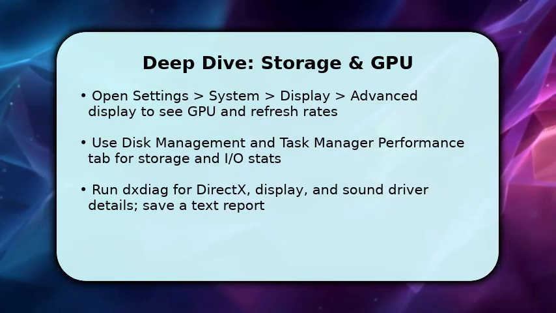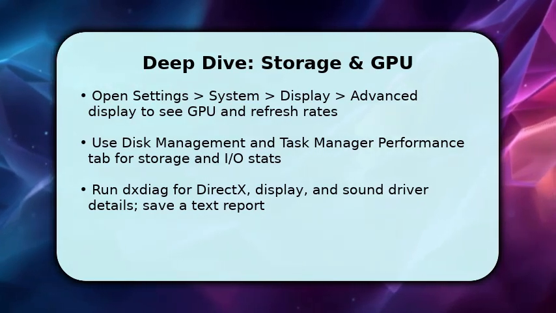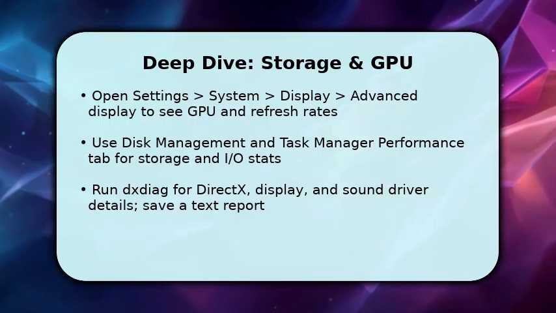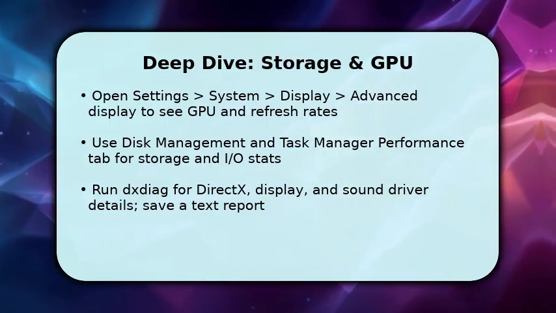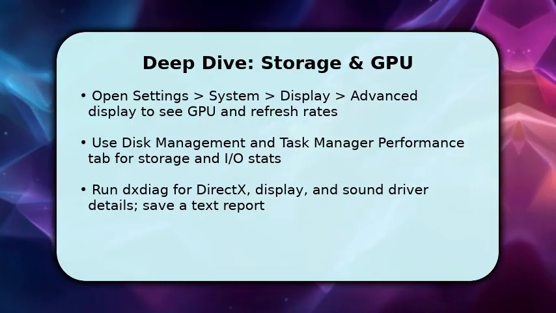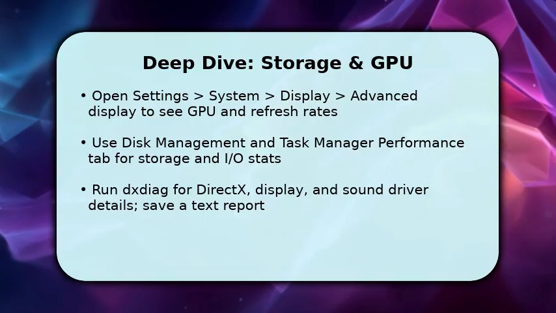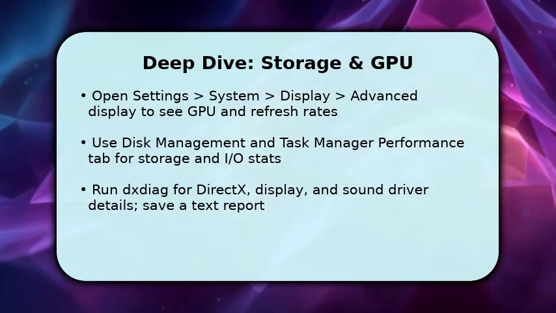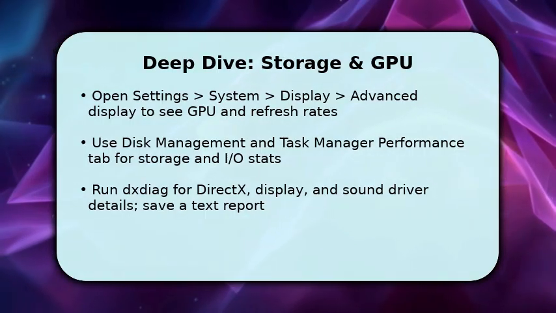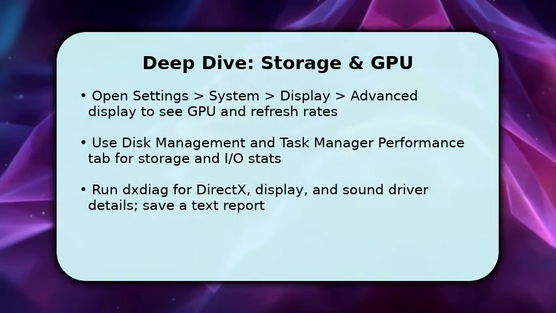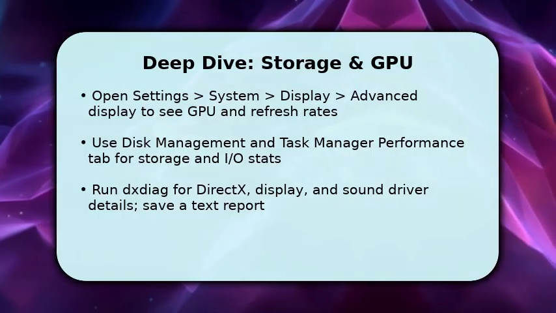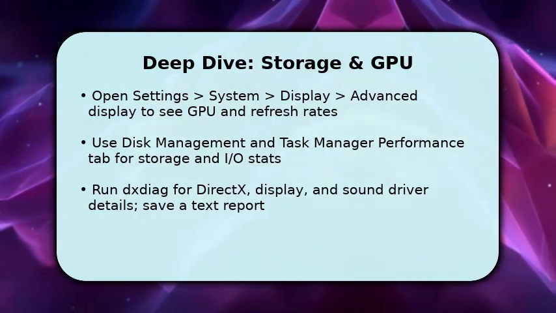Next, you expand to GPU and storage details to understand performance capacity. Go to Settings System, Display Advanced Display to identify the GPU, RAM, and refresh rate. This verifies graphics capabilities. Then open Disk Management and the Task Manager Performance tab to inspect drive models, partitions, and real-time I/O usage so you know SSD versus HDD behavior.